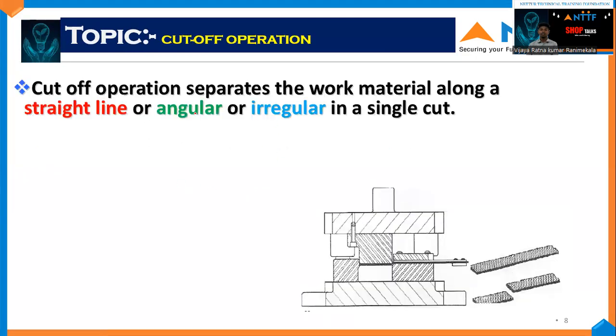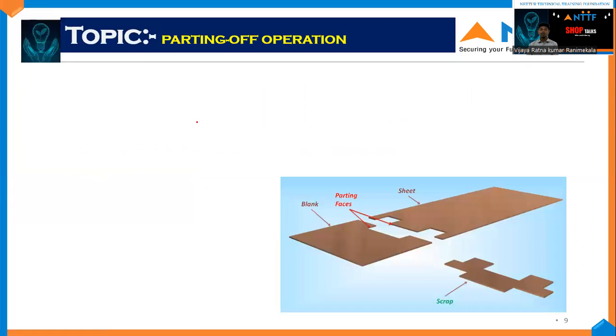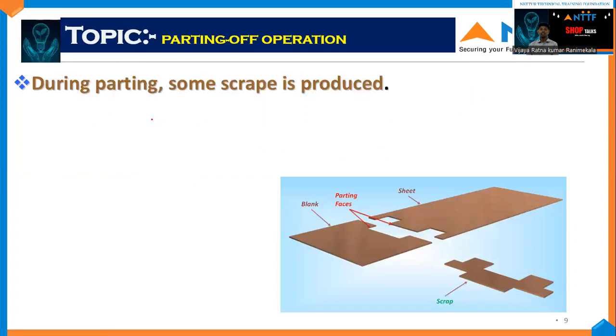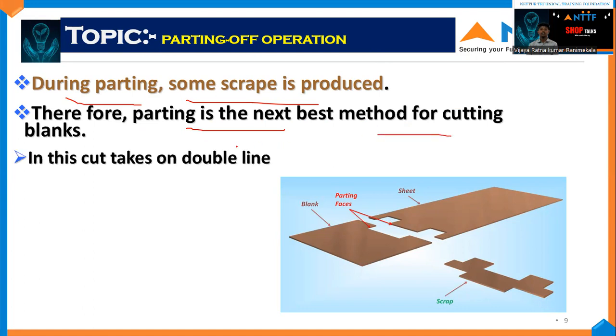Cut off operation. Cut off operation separates the work material along a straight line or angular or irregular line in a single cut. No scrap is produced in cut off operation. It is a single line cut. Parting off operation. During parting, some scrap is produced. Therefore, parting is the next best method for cutting blanks. In this, the cut takes place on a double line.